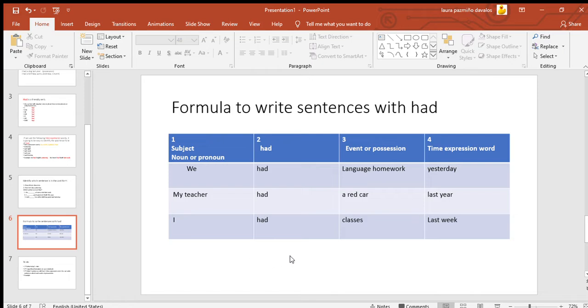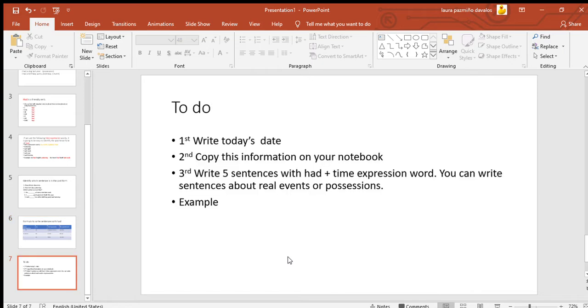Right now, what we are going to do is this. We are going to use our notebook, and we are going to write first today's date. Then we're going to copy this information in your notebook. And third, you're going to write 5 sentences with had plus time expression words. You can write sentences about real events or possessions.